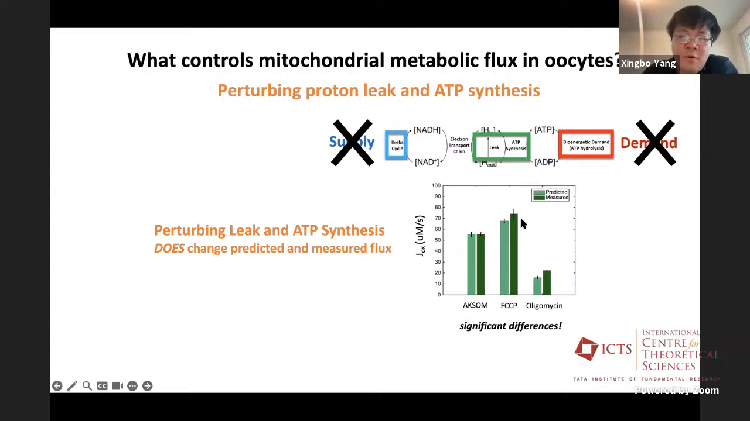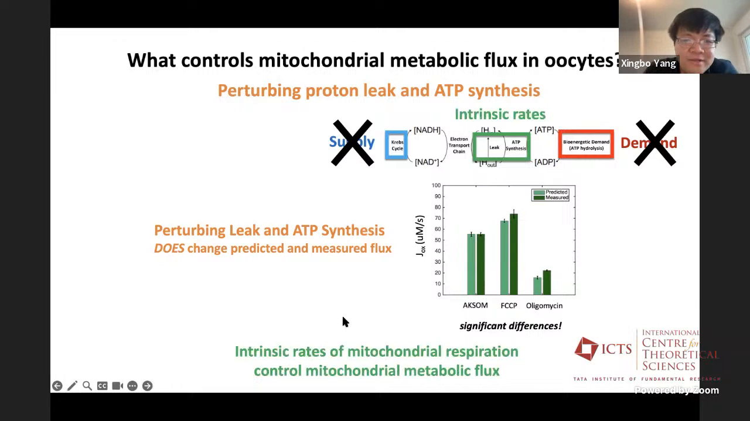If we perturb these two components, I have my reference, which is the control condition, and then I can modulate the leak. I can add an uncoupler, FCCP. Some recent studies show this acts on the uncoupling proteins, other channels in the mitochondrial inner membrane where protons just go through without making ATP. So you enhance the leak. You can also inhibit ATP synthesis with a pharmaceutical reagent. If you do that, you can make the mitochondria run hotter, with a higher oxygen consumption rate if you increase the leak, or make the oxygen consumption rate go lower if you block ATP synthesis.